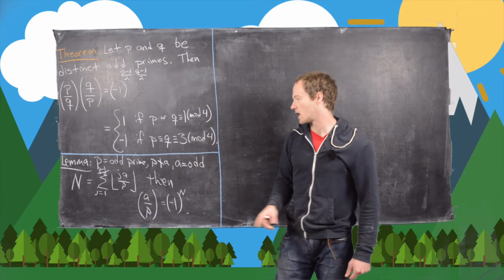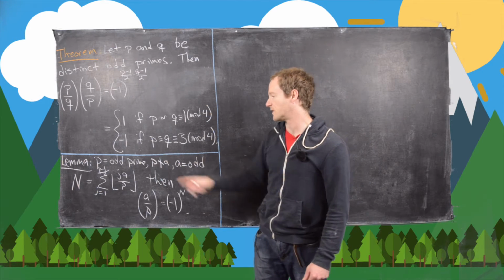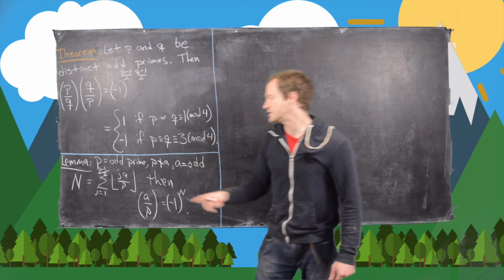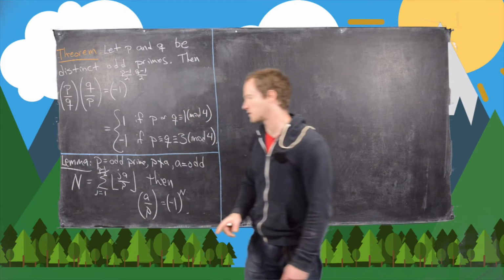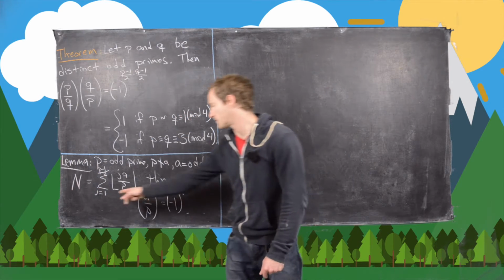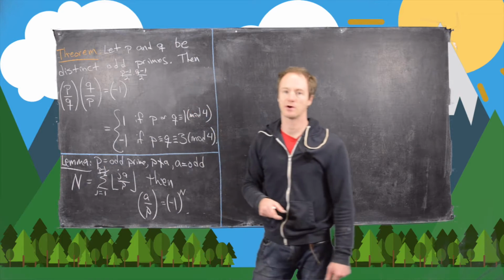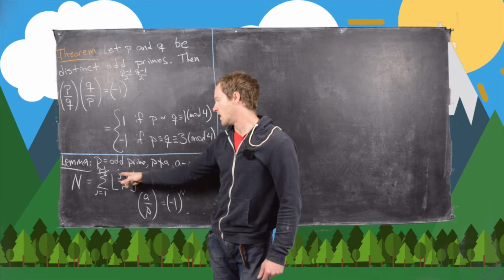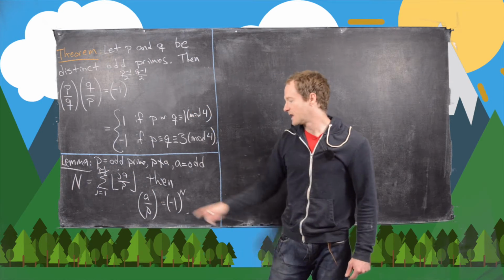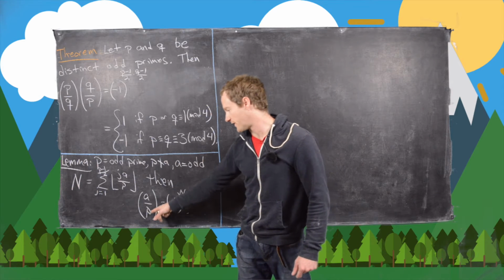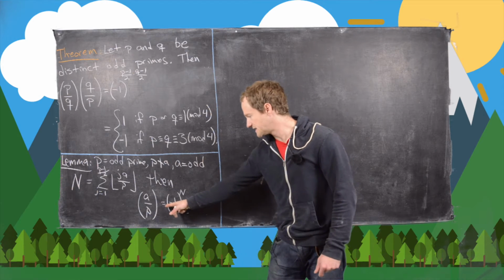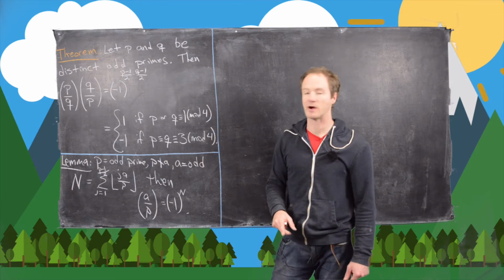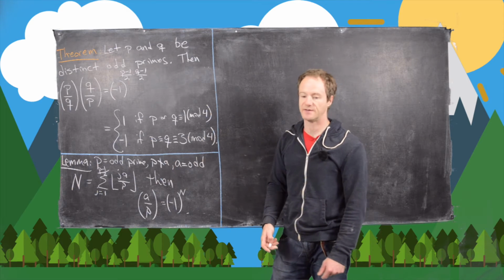If P is an odd prime and A is an odd number not divisible by P, then you set N equal to this technical sum. Notice it's the sum from J equals 1 to (P minus 1) over 2 of the floor of J times A over P, and then the Legendre symbol of A by P is equal to -1 to the power N that is constructed via that sum.